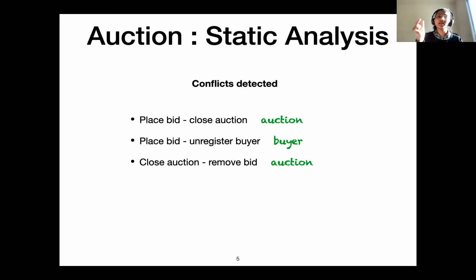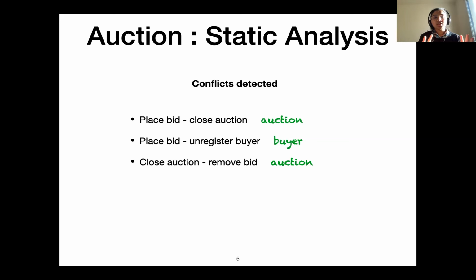So if we are placing a bid and the same auction is being concurrently closed, we might run into an application invariant violation. Similarly, we also detected conflicts for a concurrent place bid and unregister buyer, where the buyer who is actually placing the bid was being unregistered from a remote replica. And we also have issues with concurrently closing an auction and removing a bid. Maybe the bid being removed might have been the highest bid, so it would have been selected as a winner.